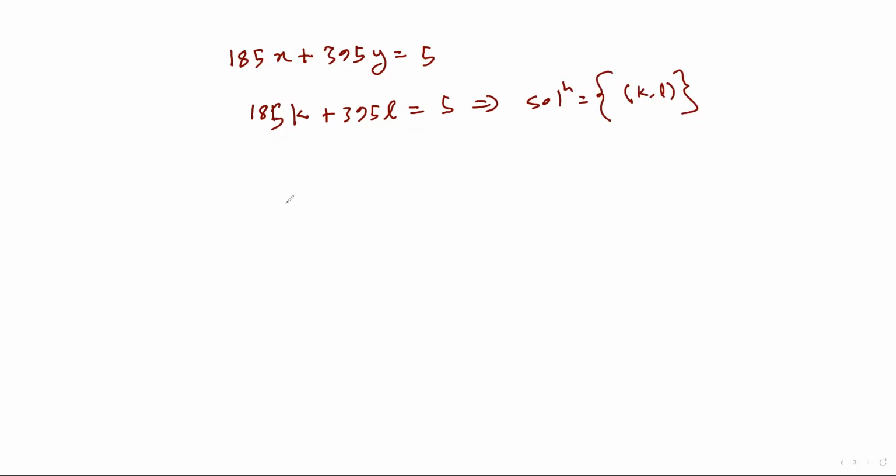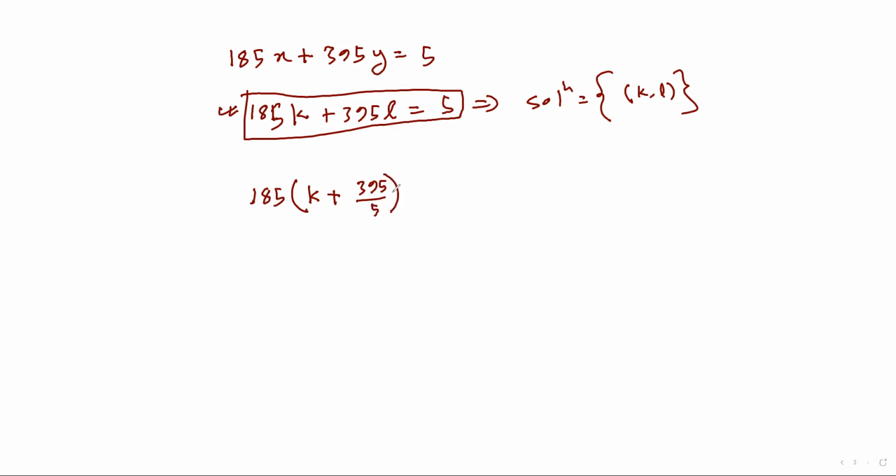Say, for example, k comma l is indeed a solution. That means, say, for example, this line is true. k comma l satisfies the equation. Then, if I write something like this, k plus 395 by 5 times some random number t, any integer t.